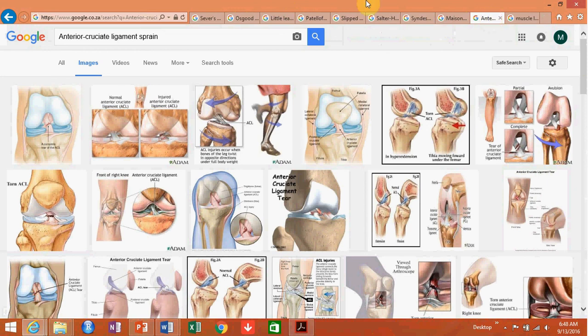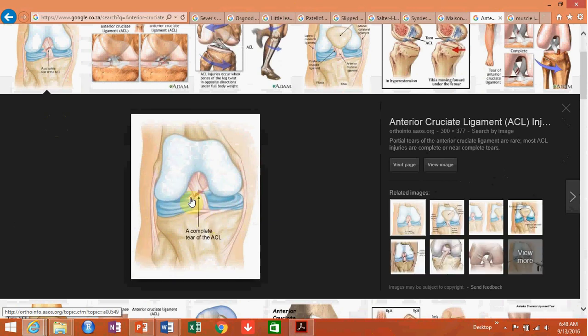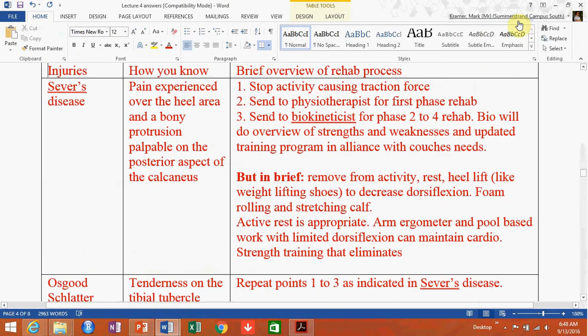So here you can see your anterior cruciate ligament, and of course you don't want that to be tearing off anytime soon. So those of you who are interested, you must see the latest research on how to better rehab this anterior cruciate ligament, as opposed to using a hamstring tendon or a piece of the patella tendon. It is more advanced than that. Okay, so let's quickly have a look.